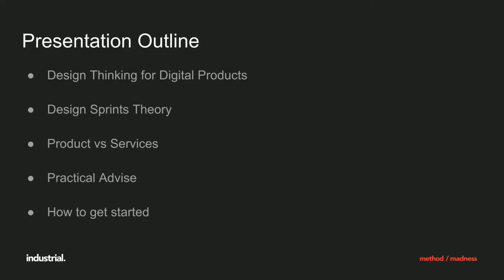So this is the outline for the presentation today. I'll be talking about design thinking in general and how it applies to digital products, and then how that relates to design sprints theory. We won't get into too many details about the different activities that go on in a design sprint, but I'll give you a very good overview so you can get a sense of what it's all about.